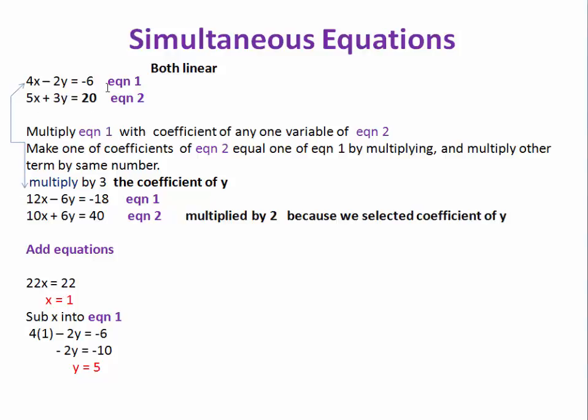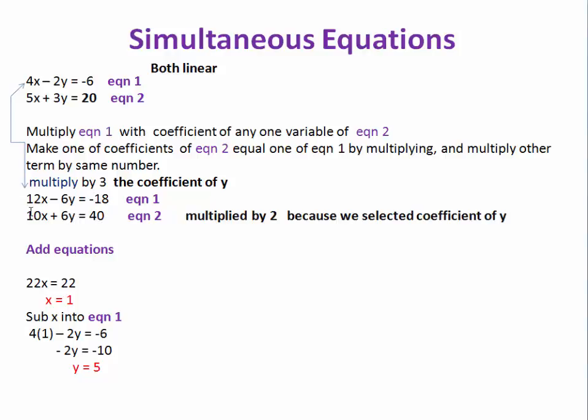multiply equation 1 by 3, so that gives us 12x minus 6y equals minus 18. So we're going to multiply each term by 3. Don't forget to multiply the minus 6 as well. Then, because we chose this 3 from 3y, we have to use the 2 from the 2y in equation 1 and multiply the equation 2 by 2, and we get 10x plus 6y equals 40.